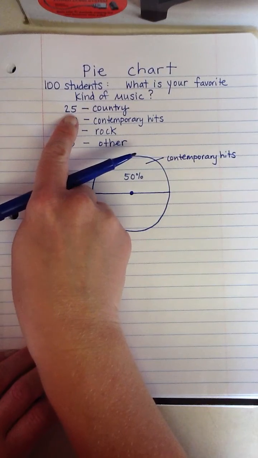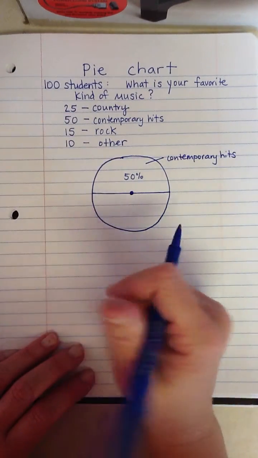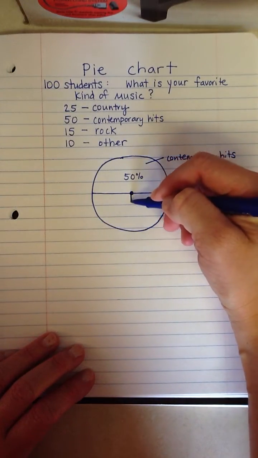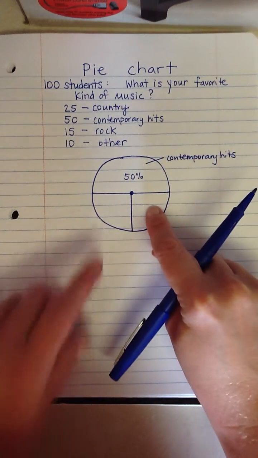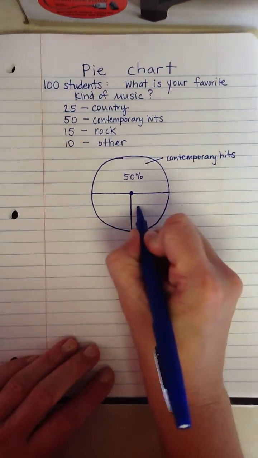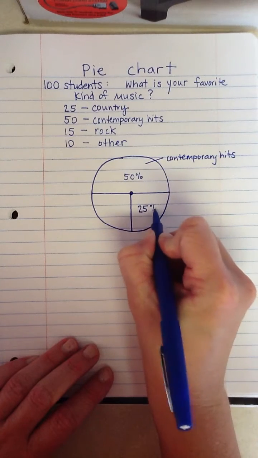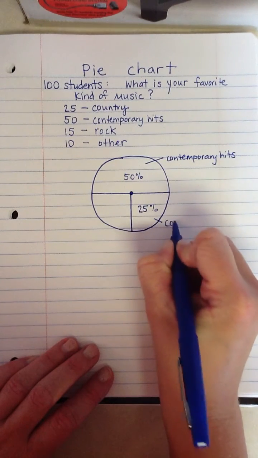Now from here, I see this 25, and that's a quarter of a pie. So out of this half left, I'm going to split this up. So this should be 25 and 25. So I'm going to put this 25% here. This would be country.